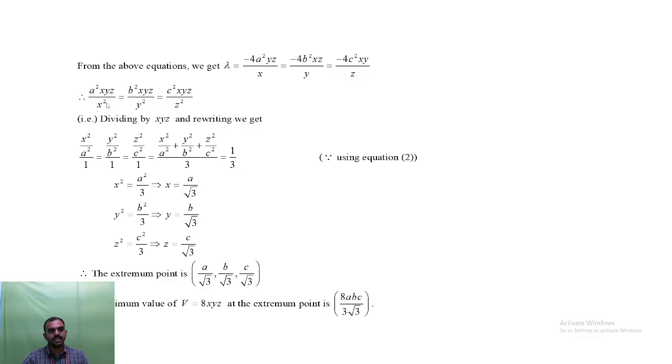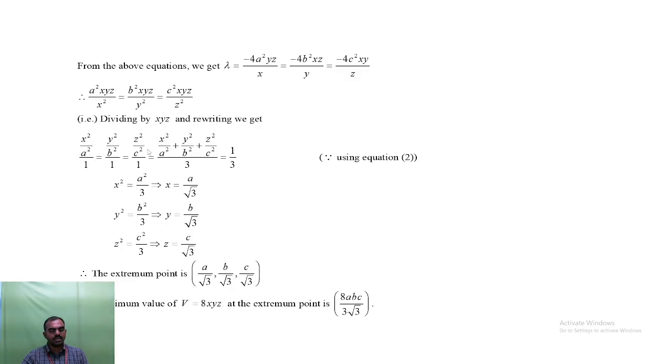a square yz by x, and here the next step, multiply x and divide by x, multiply y and divide by y, and multiply z and divide by z. So what do we get? a square xyz by x square, b square xyz by y square, c square xyz by z square. So dividing by xyz and rewriting, we get x square by a square equal to y square by b square equal to z square by c square.